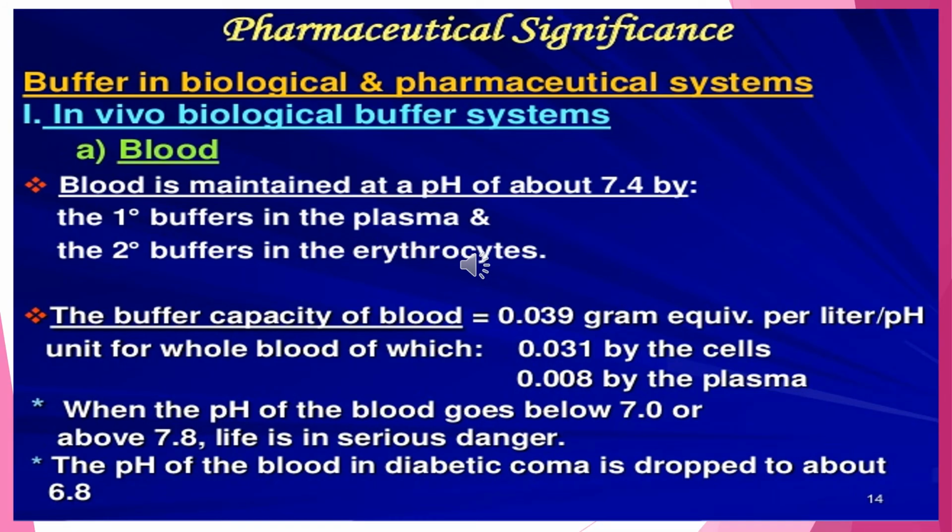Pharmaceutical significance: buffers in biological and pharmaceutical systems. In vivo biological buffer system, blood. Blood is maintained at a pH of about 7.4 by the first buffer in the plasma and the second buffer in the erythrocytes. The buffer capacity of blood is equal to 0.039 gram equivalent per liter per pH unit of whole blood, of which 0.031 is by the cells and 0.008 by the plasma. When the pH of blood goes below 7 or above 7.8, there is a serious danger to life. The pH of the blood in diabetic coma drops to about 6.8.